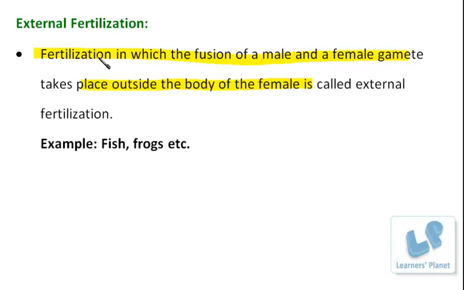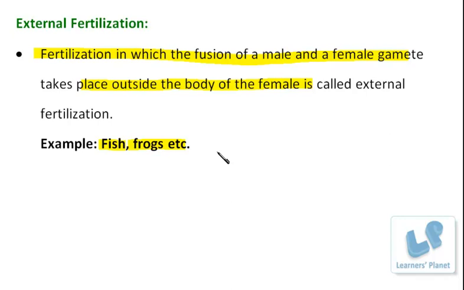Further, it usually takes place in the lower organisms, and this type of fertilization basically occurs in the aquatic region, that is, in the water. So what examples come to your mind for this type of fertilization? Like fish, then frogs. These organisms, and of course all other similar organisms, reproduce by external fertilization in water, right?